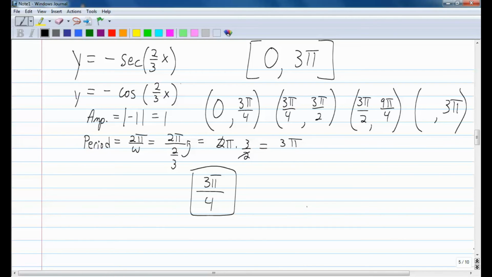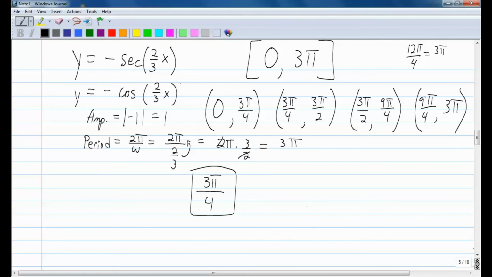Now this is where we can check and see, did we add all of our fractions correctly, and did we figure out the right increment? So I'll take 9 pi over 4 and add 3 pi over 4 to that. That's 12 pi over 4, and 12 pi over 4 is equal to 3 pi. So that means I did all of my significant points correctly.